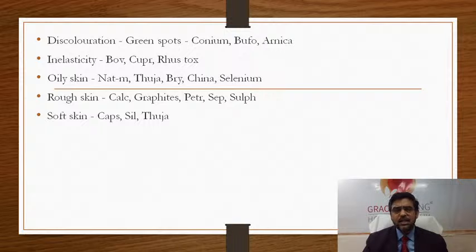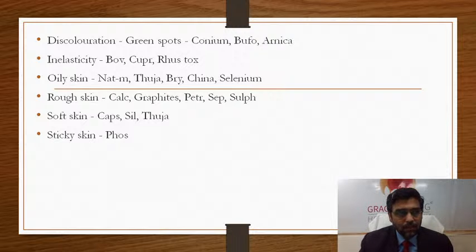Now, I have seen and I have treated lots of cases with sticky skin having these types of symptoms. And the most important remedy that I have seen in my practice is Phosphorus. See, I am only writing clinically what I have seen in sticky skin. Oily skin is a bit different from sticky skin.